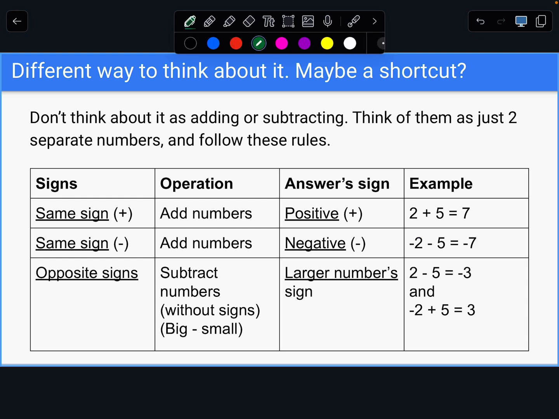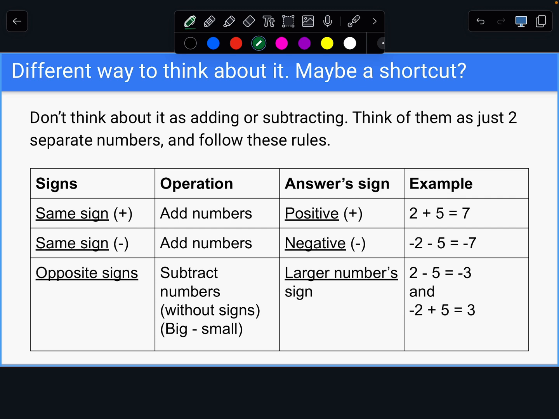Now if the 2 numbers have opposite signs, then we're going to subtract the numbers. And remember, whenever we subtract the numbers, we are ignoring the signs. Whenever we subtract numbers, we always do the big number minus the small number. And then your answer is always going to be the sign of whichever number is bigger.